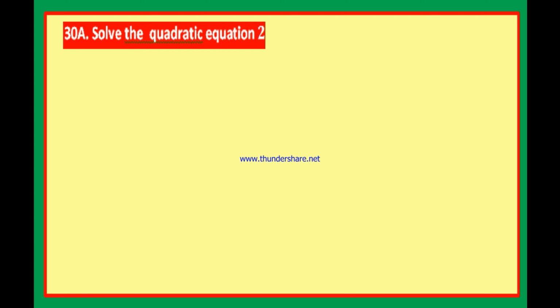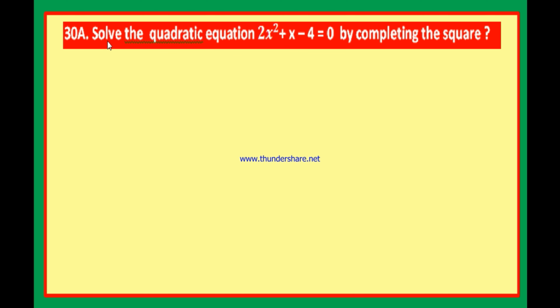Now next question. Question number 30. Solve the quadratic equation 2x square plus x minus 4 is equal to 0 by completing the square. I shall repeat. Solve the quadratic equation 2x square plus x minus 4 is equal to 0 by completing the square. Here is the solution.